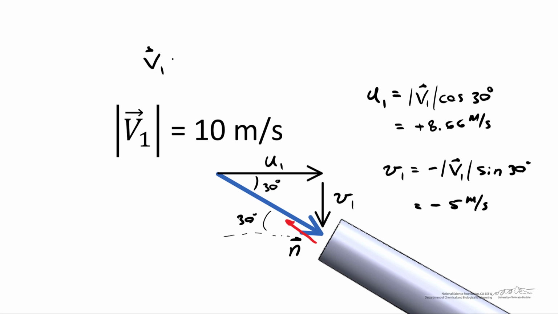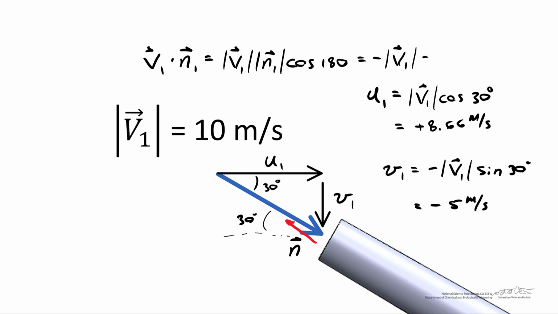So we'll find that v1 dotted with n1 is equal to the magnitude of v1 multiplied by the magnitude of n1 multiplied by the cosine of 180 degrees, which is equal to negative 1. So we would find v1 · n1 is equal to negative the magnitude of v1, which is equal to negative 10 meters per second.